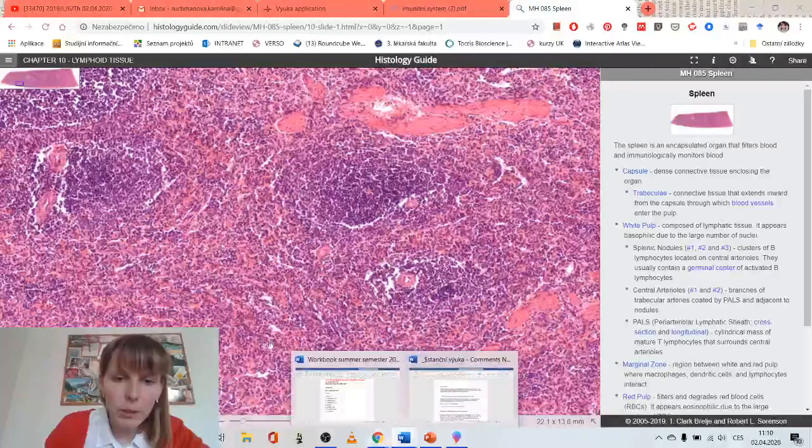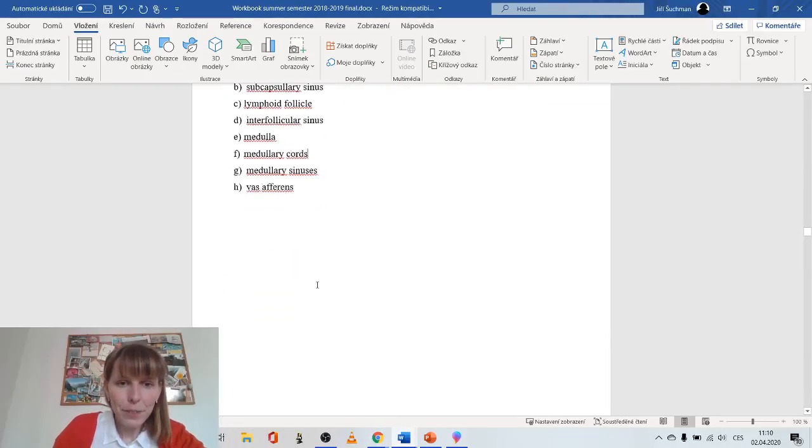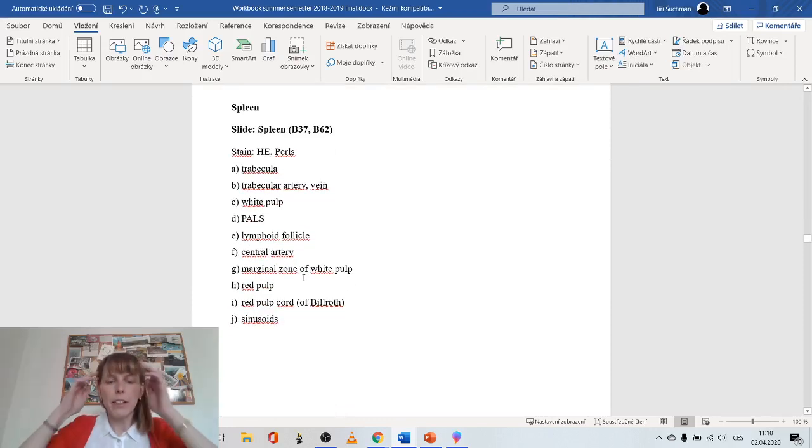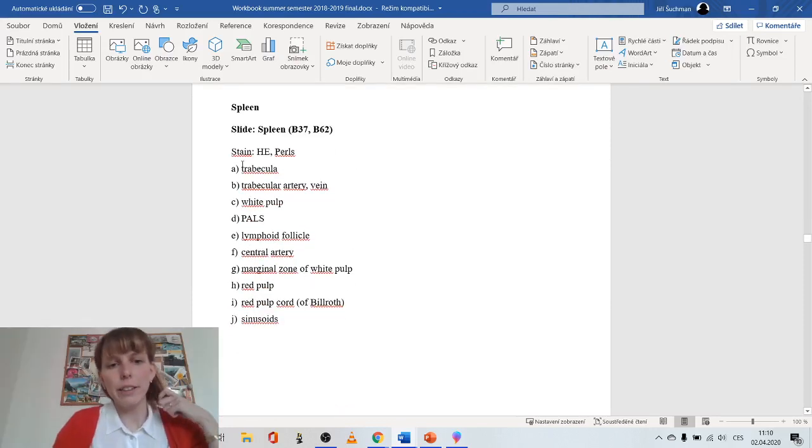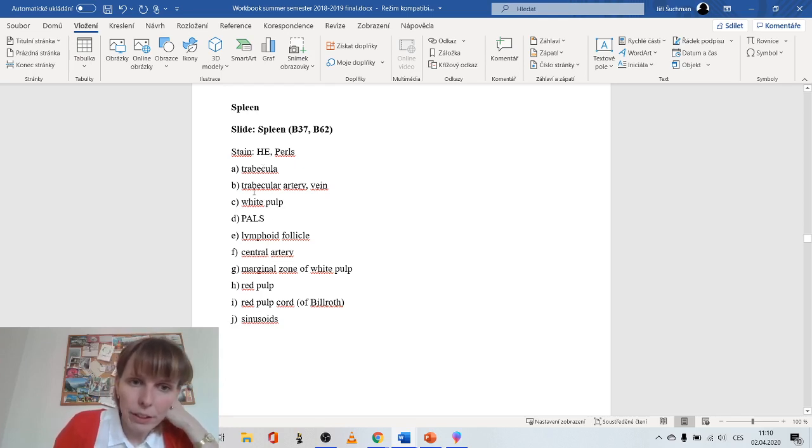So let's take a look at the workbook. So for spleen, we should be able to see the trabecules. So that's easy, just connective tissue coming into the organ from the capsule. Trabecular artery or vein, so we will try to find blood vessels inside the connective tissue of the trabecules. We should be able to find white pulp, so we already did, and lymphatic follicle.